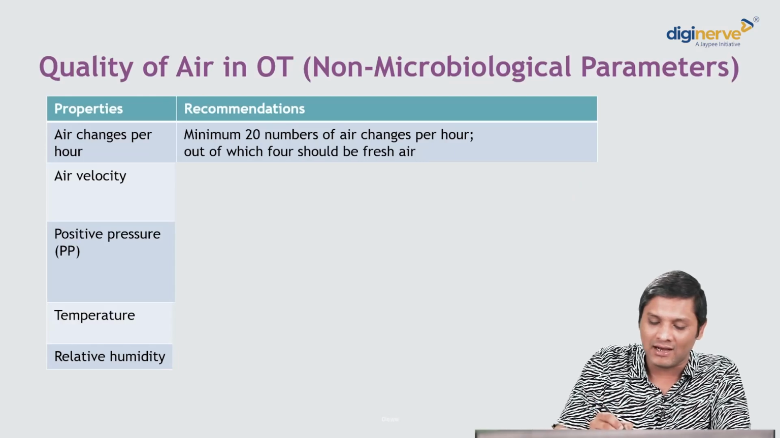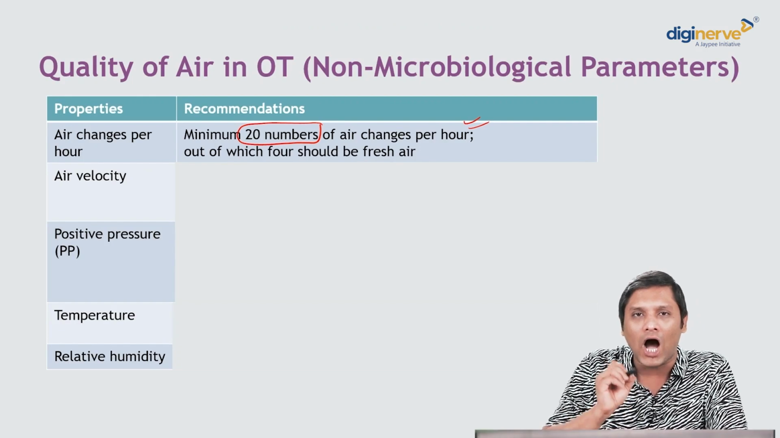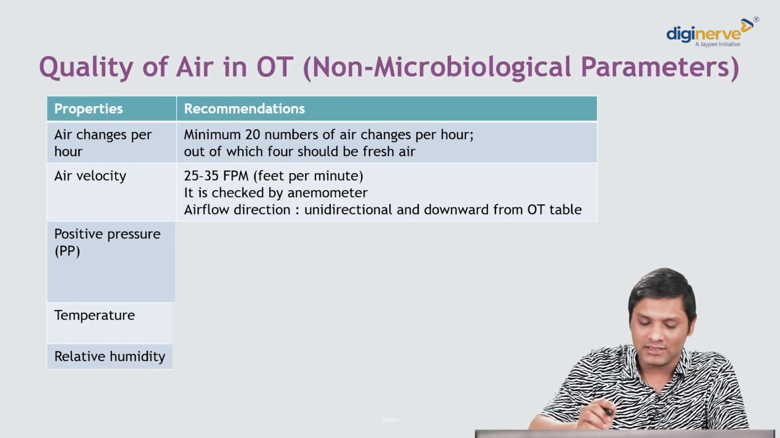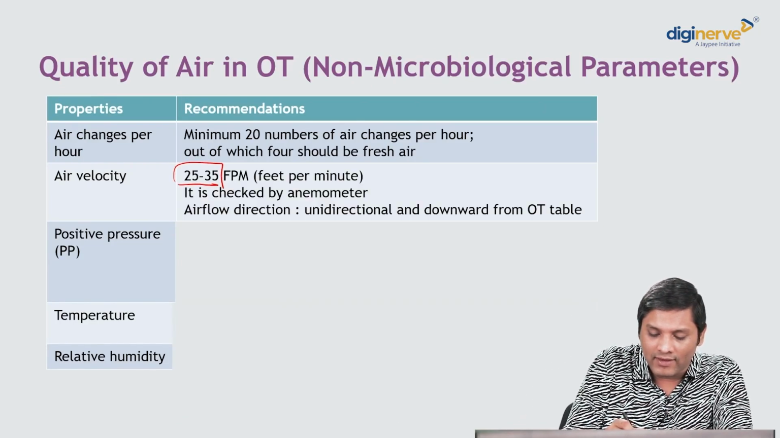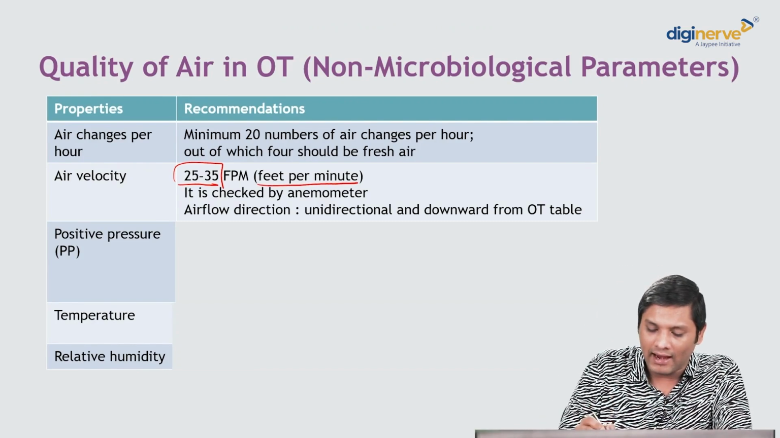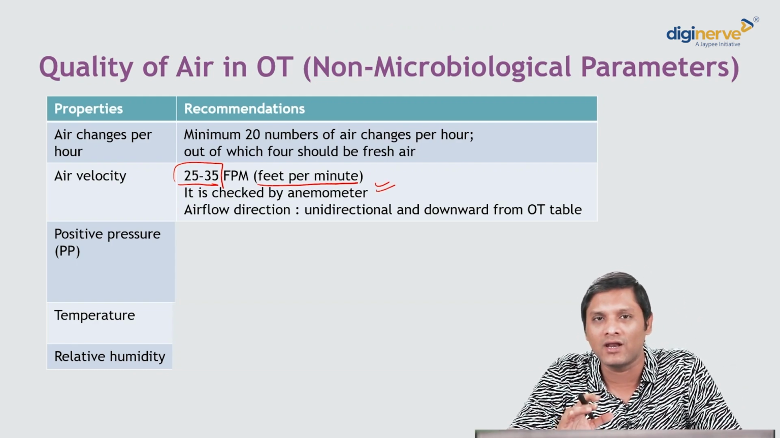For example, air exchanges per hour in the operation theater: the guideline says that there should be at least 20 air exchanges per hour, out of which at least 4 should be fresh air. So minimum 20 air exchanges per hour should take place in the operation theater. The next is air velocity. They say that 25 to 35 feet per minute is the air velocity which has to be maintained, and it is checked by an instrument called an anemometer.